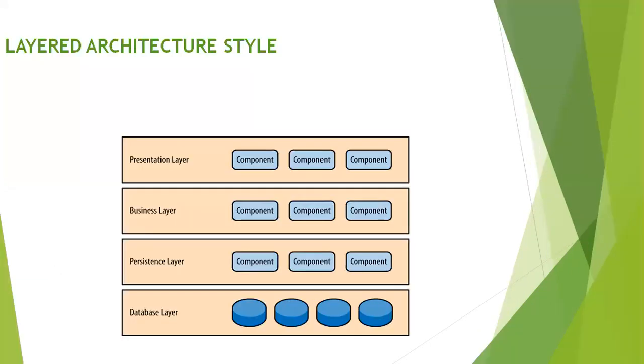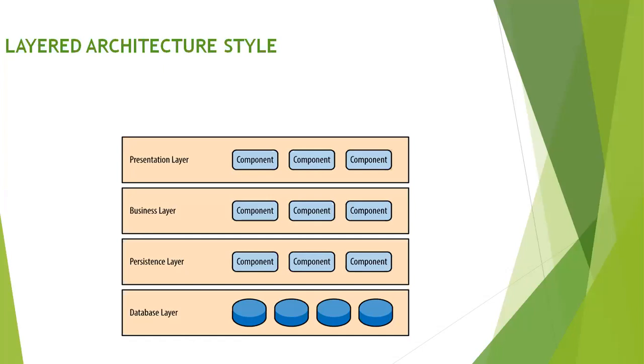Right. The second architectural style is the layered architectural style. In this layered architectural style, the total project, the coding part, will be divided into four parts: the presentation layer, business layer, persistence layer, and database layer. In this layered architecture, we are going to discuss four layers.